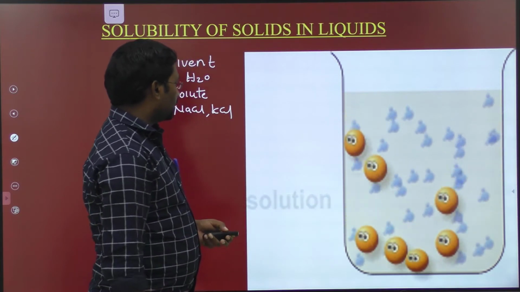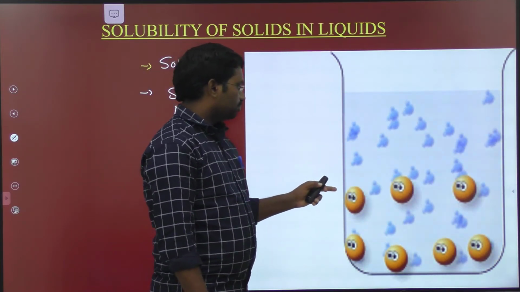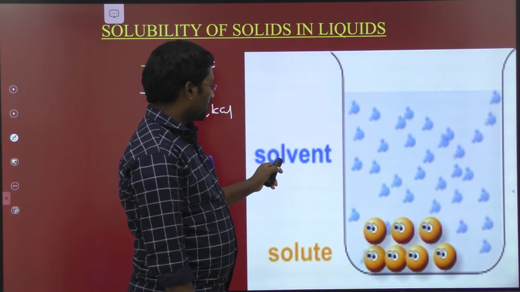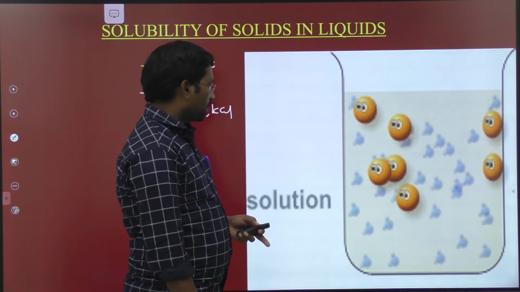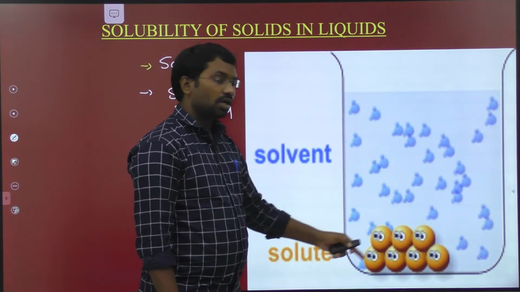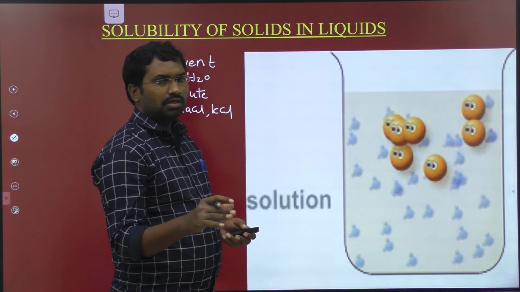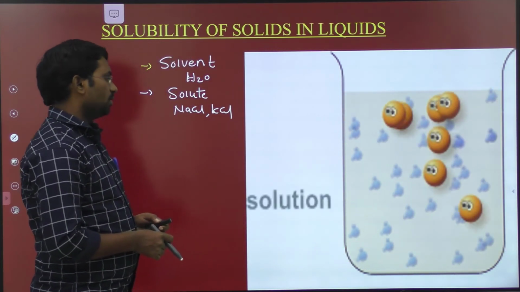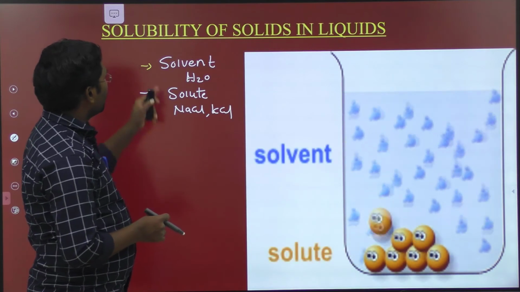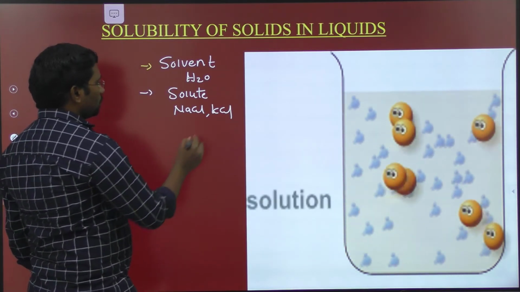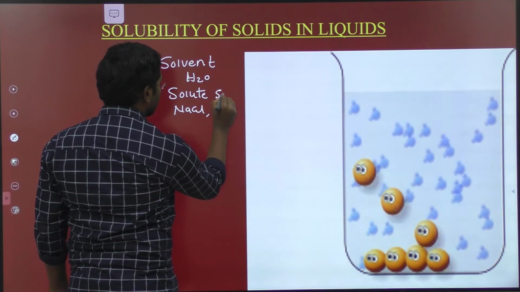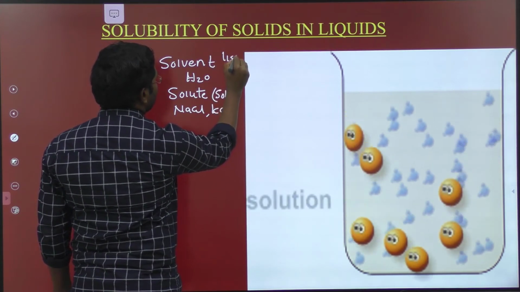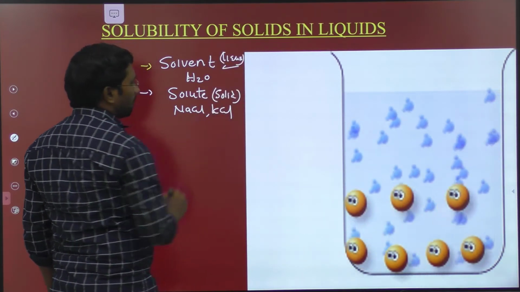Look at this picture. It shows some blue colored molecules and yellow colored molecules. This solution consists of solvent molecules represented by blue color and solute molecules represented by yellow color. When the solution is progressing, some solvent molecules and solute molecules are present. The very important point here is that the solute is present in a solid state, and the solvent is present in a liquid state.